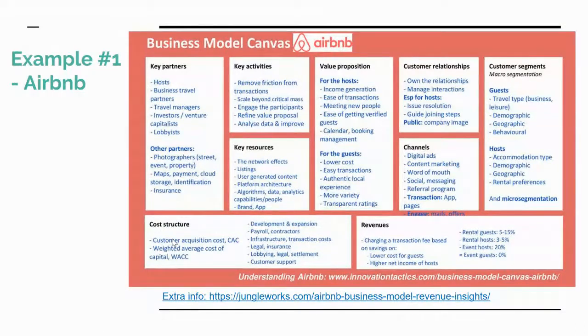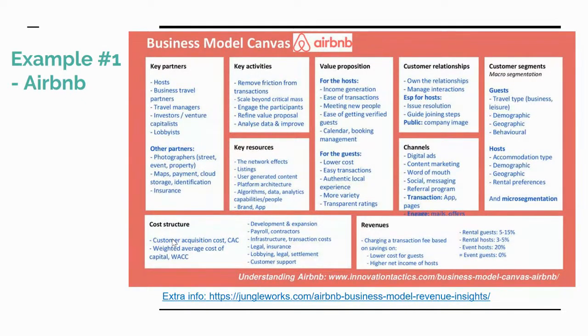Next is the key partners. As I mentioned, key partners are the people involved, and for Airbnb we have hosts. Hosts are now the key partners, as well as business travel partners, travel managers, investors, and lobbyists. Maybe some photographers could be partners, and Instagram-famous people to promote things, maybe insurance too.